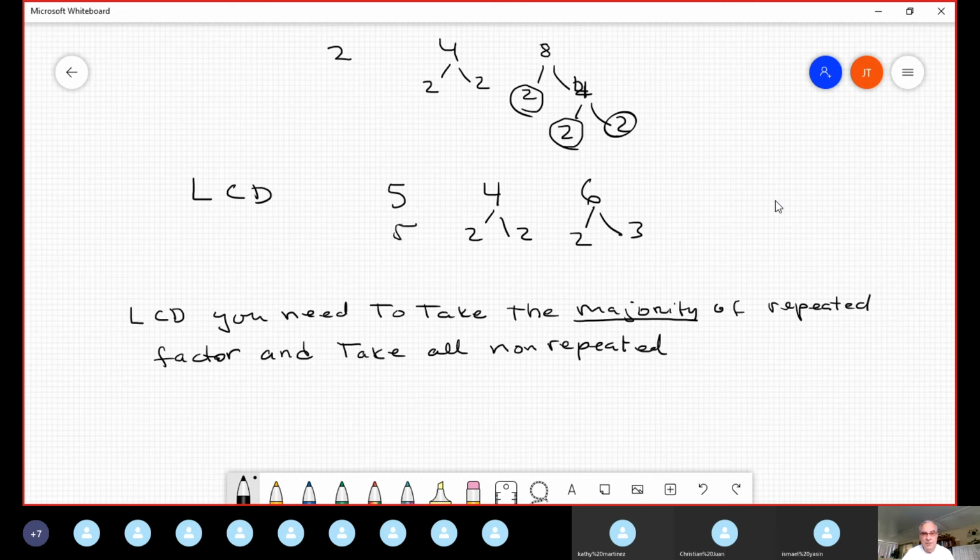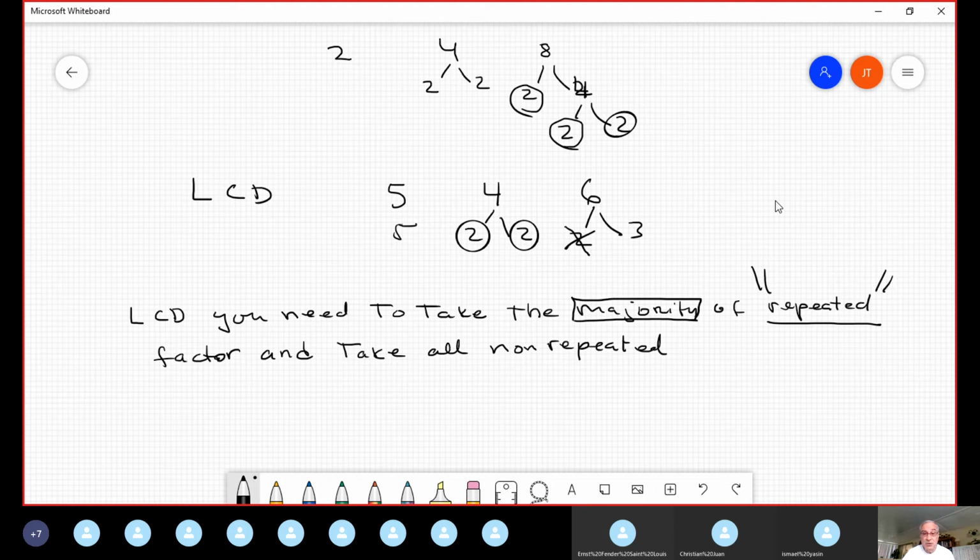2, 2, 2, 3. Is something repeated or not? 2 is repeated, right? Do you see that 2 is repeated? How many 2s do you have to take? One, two, or three? You take the majority, but the majority in only one number. I can see that the number with more 2s is 4. You take this and this, and this is not important. Because if you take this, you don't get the least common, right?